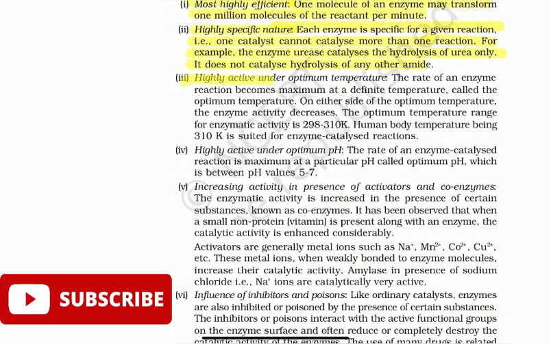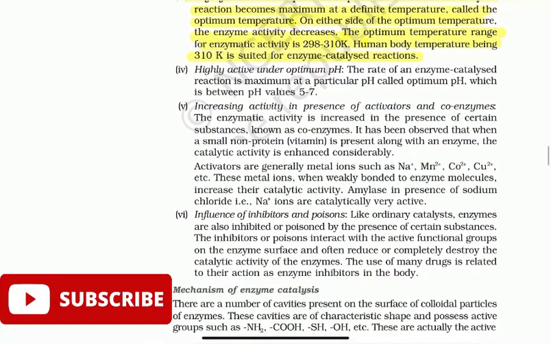Highly active under optimum temperature. The rate of an enzyme reaction becomes maximum at a definite temperature, called the optimum temperature. On either side of the optimum temperature, the enzyme activity decreases. The optimum temperature range for enzymatic activity is 298 to 310 Kelvin. Human body temperature, being 310 Kelvin, is suited for enzyme catalyzed reactions. Highly active under optimum pH.